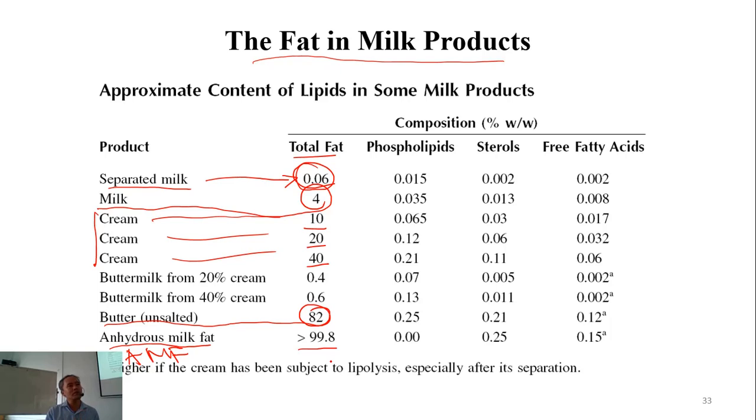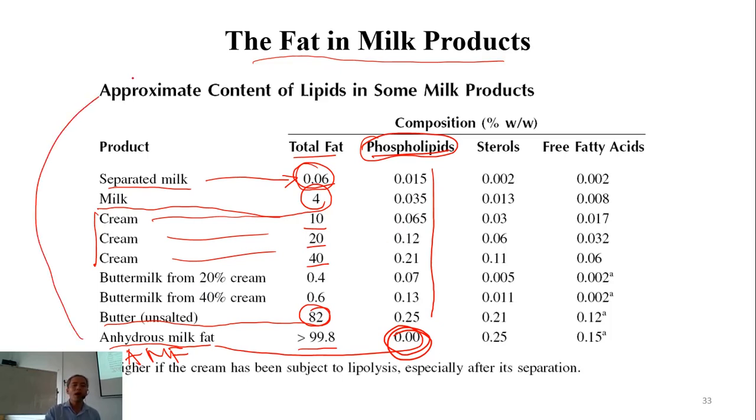We look at the total fat, but it's more interesting to look at what? The phospholipids, the polar lipids, which are more important, because nowadays we have more than enough neutral fat already. So we had better look at this one. All of these have more or less some polar lipids, but AMF has no polar lipids. Right.